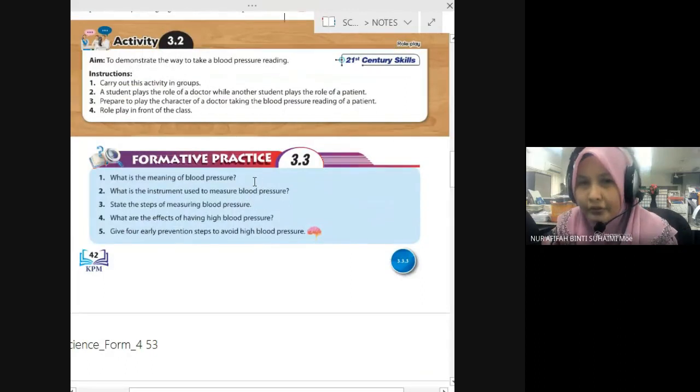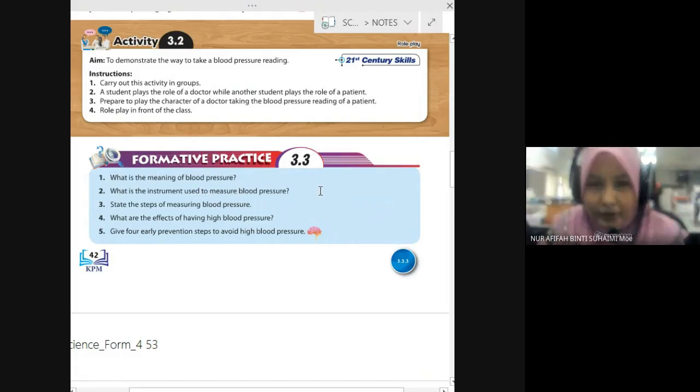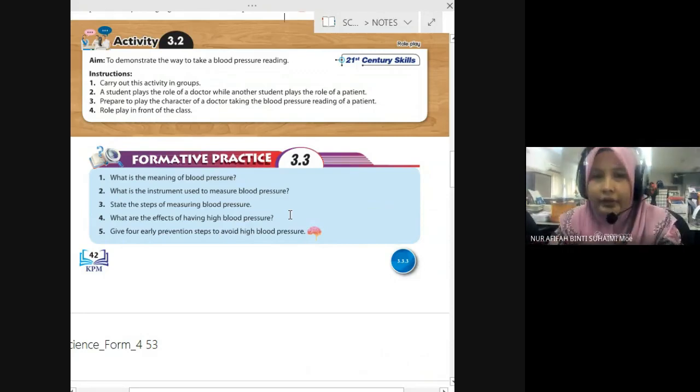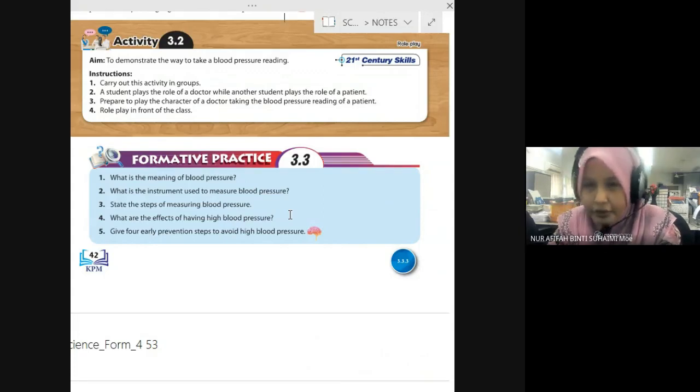You need to know the definition of blood pressure. What is meant by blood pressure? It is measured by the blood against the wall of the blood vessel. What is the instrument used? Sphygmomanometer or digital sphygmomanometer. And the steps of measuring blood pressure, the effect of having high blood pressure, which will lead to heart attack, and how to prevent or avoid high blood pressure.